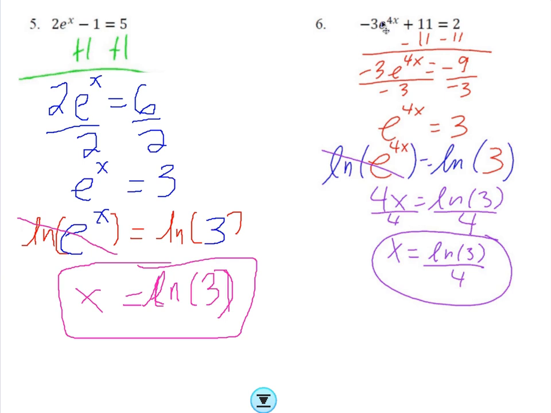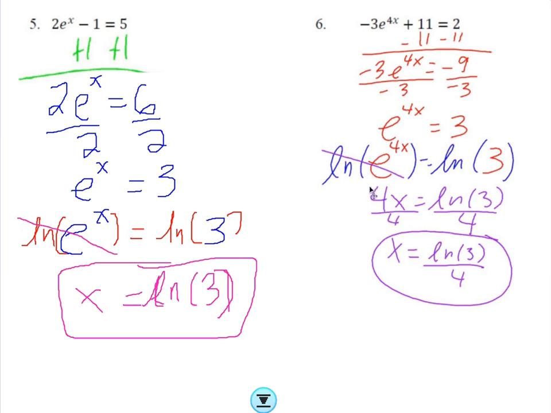Alright, for number 6, same idea. We need to isolate the exponential, which in this case is e to the 4x. So first thing I'm going to do is I'm going to subtract 11 from each side. So I get negative 3 e to the 4x power equals negative 9. Then to isolate e to the 4x, I'm going to divide both sides by negative 3. So I get e to the 4x is 3.